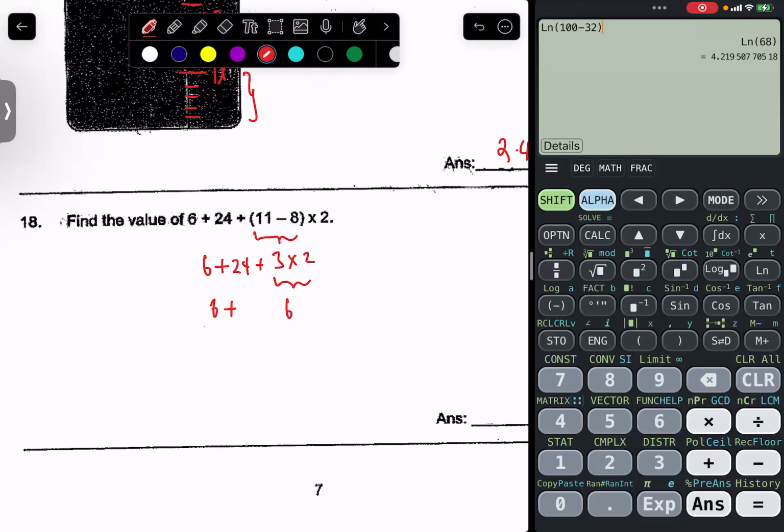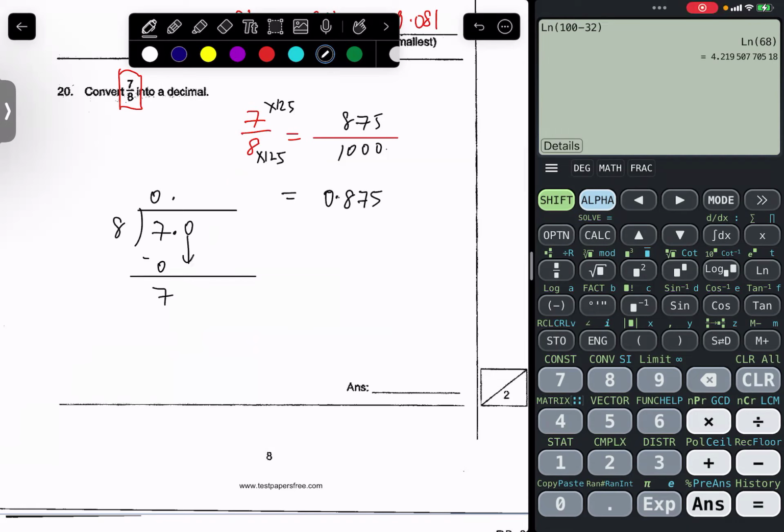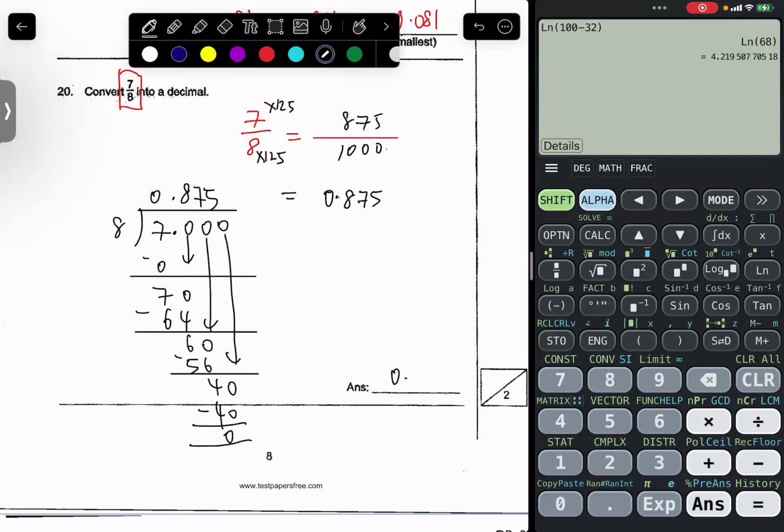Now, if you can't remember, you can take 7 divided by 8 as well. 0 minus 7, decimal point, put in a 0. 64 minus 6, bring down the 0, 67, 56 minus 4, carry the 0, 0.875.